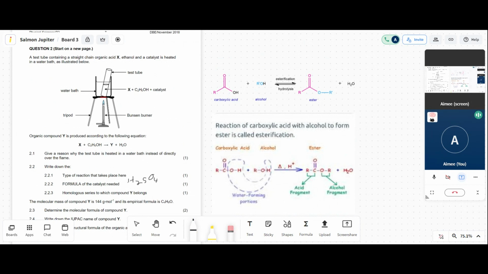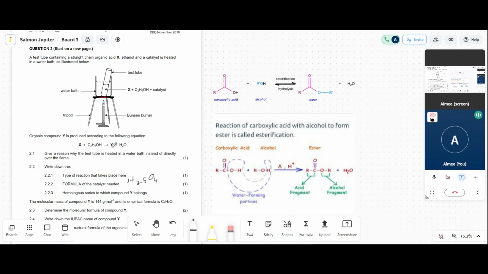2.2.3, homologous series to which compound Y belongs. When an ester is being formed, the homologous series, again, that's going to be something that you have to study. And the answer is esters.